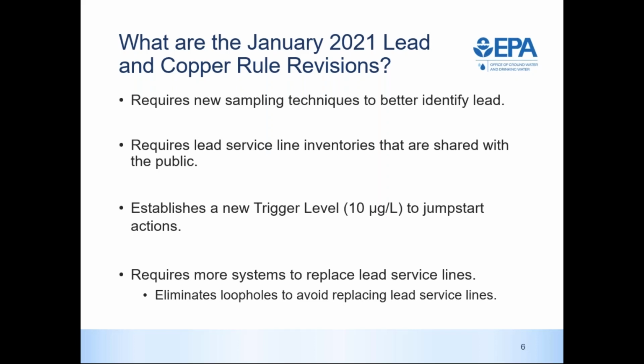Small systems serving fewer than 10,000 people have alternative options to choose from that they must implement if they later exceed the action level. The revision also requires more systems to replace lead service lines. A water system must replace the entire lead service line in order to meet replacement requirements if they exceed the action level. It also eliminates loopholes that allowed lead service lines to remain in place.